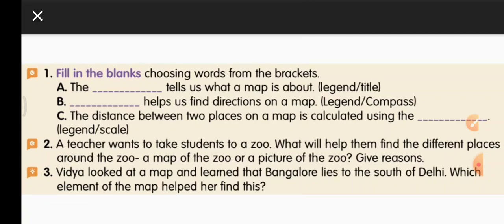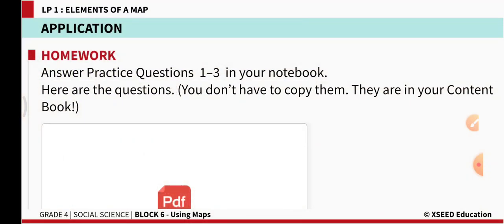Now the third question, Vidya looked at a map and learned that Bangalore lies to the south of Delhi. Which element of the map helped her to find this? Okay, Vidya looked at a map and she understood that Bangalore is to the south of Delhi. Now tell me students, which element of the map? Elements of the map are title, compass, scale and legend. So a compass helped Vidya to understand that Bangalore lies to the south of Delhi, right students?